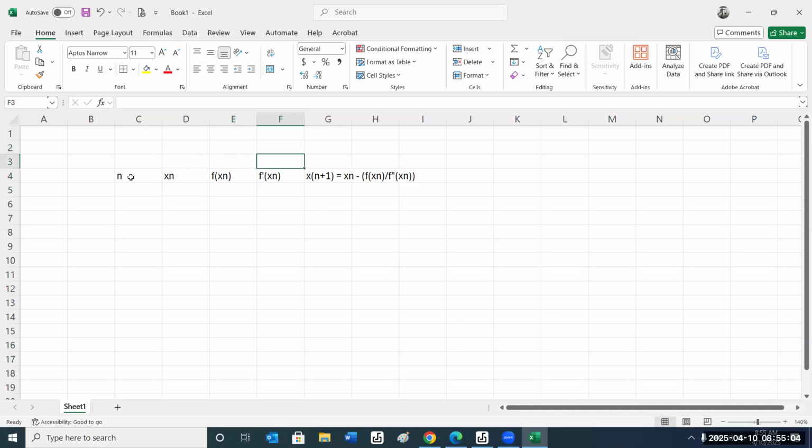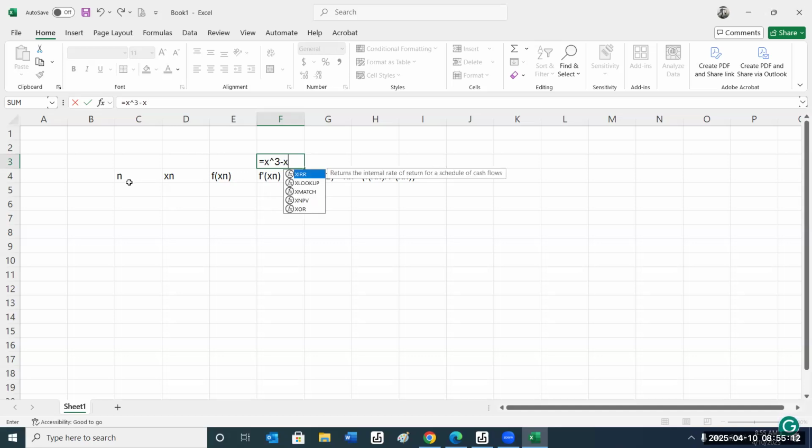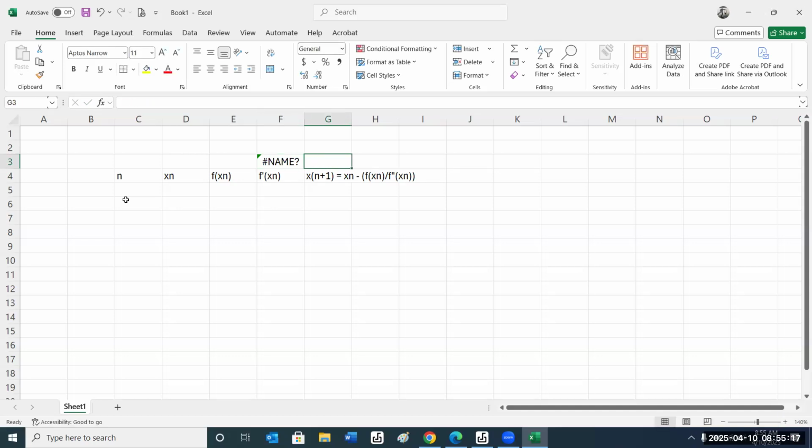This formula is going to be x cubed, so x hat 3 minus x minus 1. There. And this one's going to be 3x squared minus 1. So here's my first one. What's my first guess? Let's say it was 2.